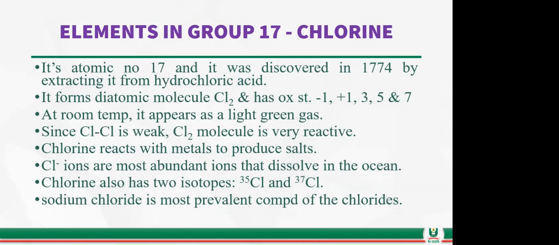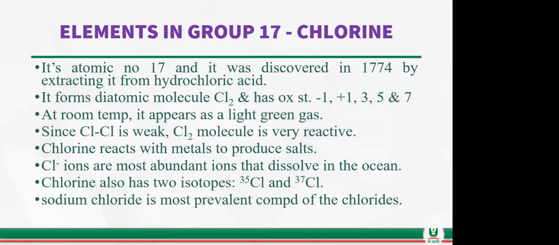That's why chlorine is able to come in various oxidation states. You see, you can have PCl3, you can have PCl5, you can have POCl3, you can have NaCl. So a lot of things having various oxidation states. At room temperature, it appears as a light green gas. Since the chlorine bond is weak, the chlorine molecule is very reactive. Because the weakness of the bond shows that it can break easily to attack other things, and that's what confers reactivity. Ability to leave where you are, to attack where you are not, to transform things is called reaction.